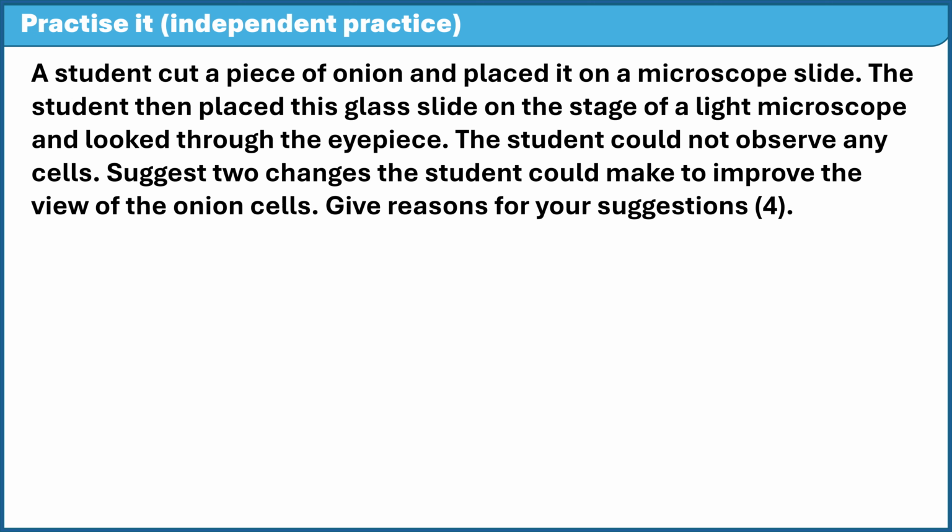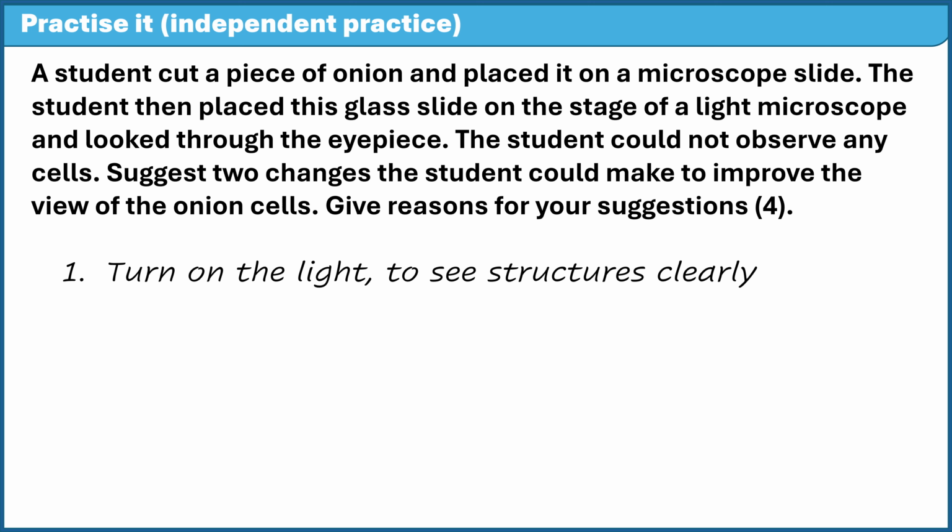So this is a 4-mark question, which means that we're going to be awarded 1 mark for each suggestion of a change that the student should make, and then 1 mark for a reason for each of those suggestions. So if you make 1 suggestion and then you give a reason and you do that twice, you should achieve 4 marks. Pause the video and have a go, and then once you're ready, press play, and then we'll go through the mark scheme together. Right, let's go through the mark scheme.